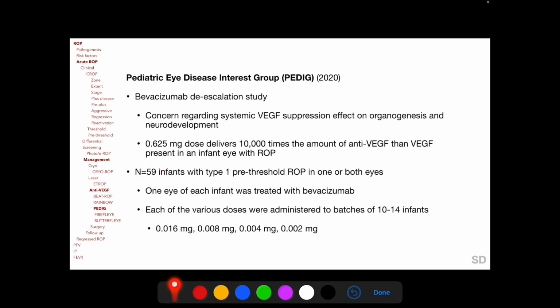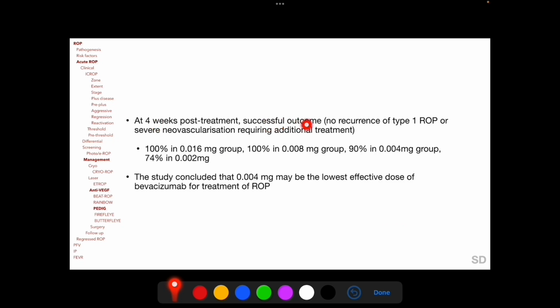A total of 59 infants with type 1 pre-threshold ROP in one or both eyes were included, and one eye of each infant was treated with bevacizumab, and the doses of bevacizumab evaluated ranged from 0.016 mg to 0.002 mg, which were given in batches of 10 to 14 infants. At 4 weeks post-treatment, successful outcome was achieved in a very high proportion of patients in all the groups except the group receiving 0.002 mg bevacizumab. So the PEDIG study concluded that 0.004 mg may be the lowest effective dose of bevacizumab for treatment of ROP.